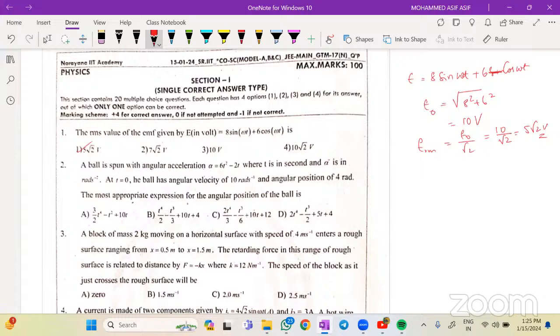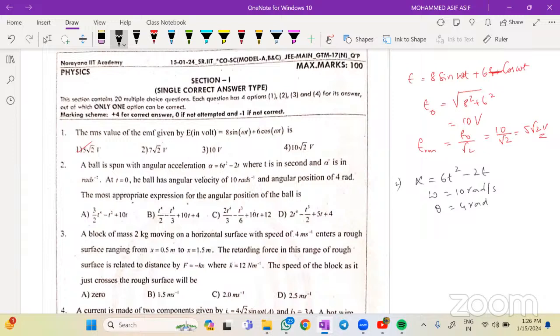Next one. A ball is spun with an angular acceleration alpha. So alpha is given. Second question: alpha is equal to 6t squared minus 2t, where t is in seconds and alpha is in radians per second squared. If t is equal to 0, the ball has an angular velocity omega equal to 10 radians per second and angular position theta equal to 4 radians. The most appropriate expression for the angular position of the ball will be equal to how much?